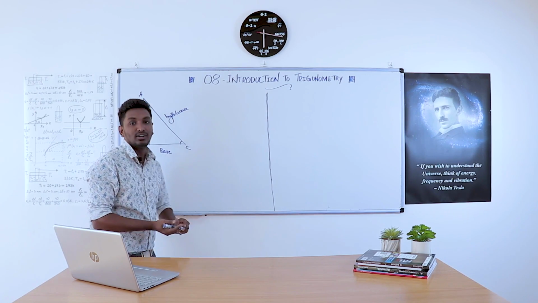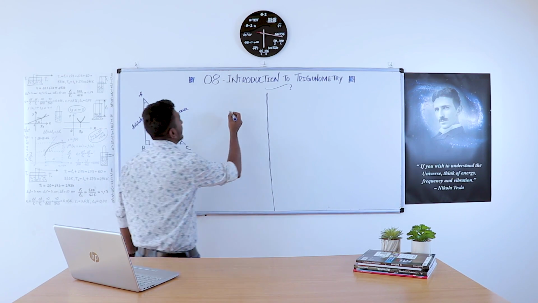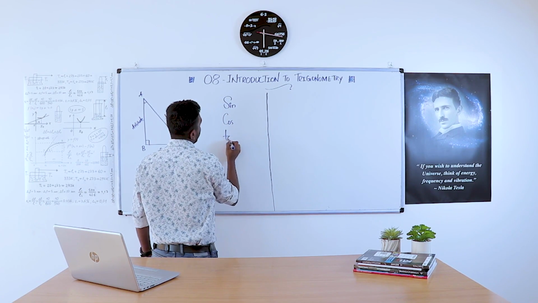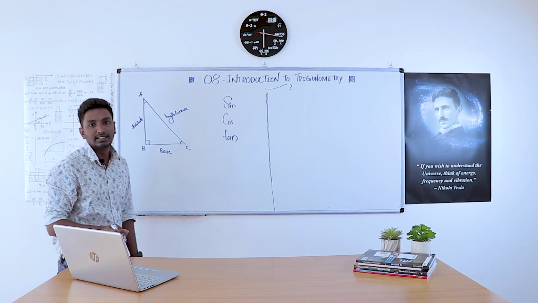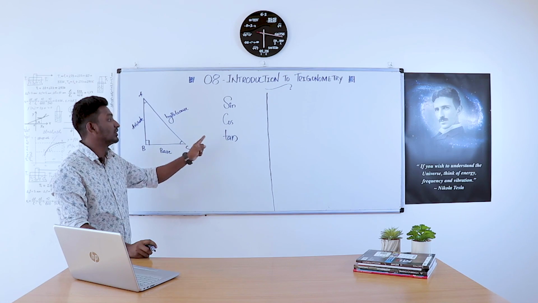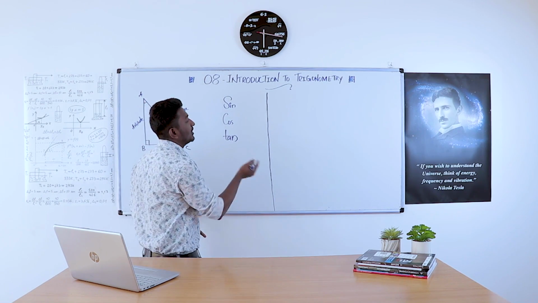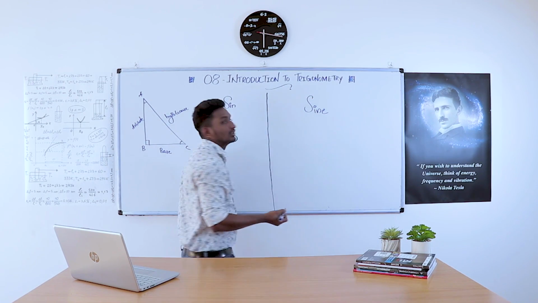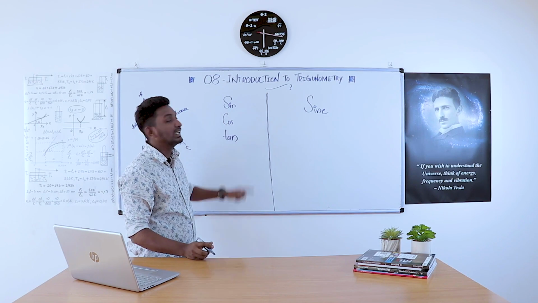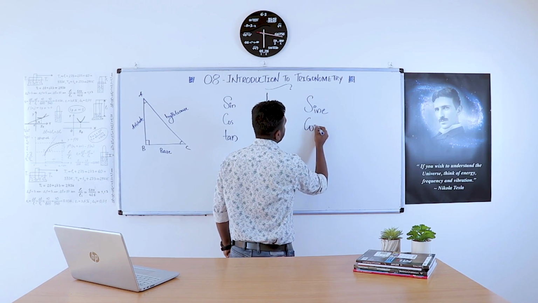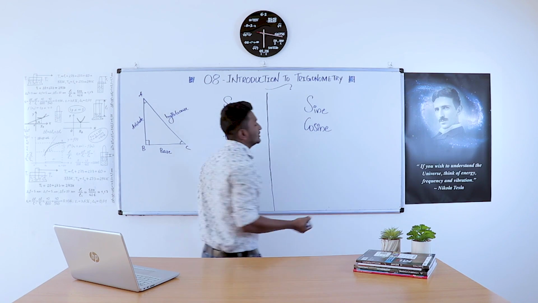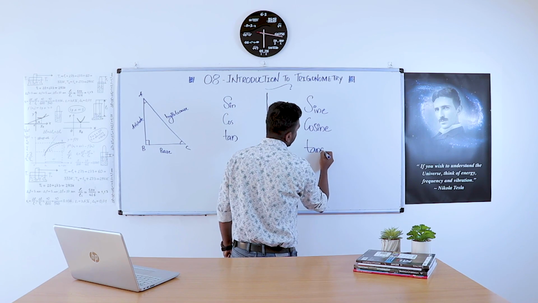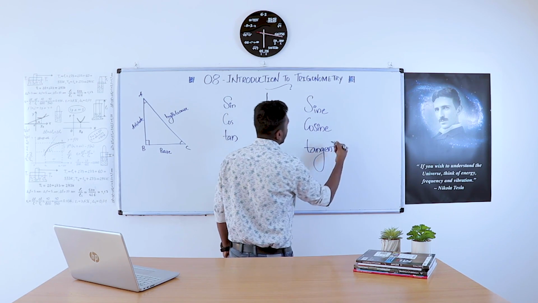The basic trigonometric functions we need to study right now are sine, cos and tan. Sine is the short form of S-I-N-E, sine. So it is shortened to S-I-N. Then cos is the short form of cosine. And tan is the short form of tangent.